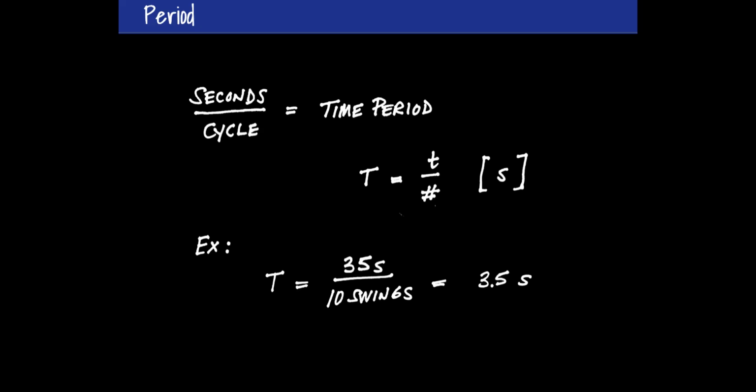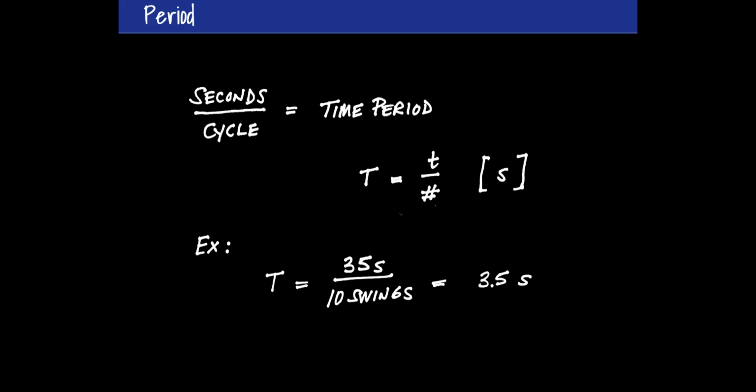It wouldn't be a terrible crime if I wrote down seconds per cycle. But cycle isn't a unit. It's not a dimensional quantity. It's not a measured quantity. It's counting. A cycle is just a number that doesn't have any units at all. So the units of the time period are seconds. For example, if I time this and it takes 35 seconds to do 10 swings, the time period of that motion would be 3.5 seconds. I hope you feel that that is completely obvious and straightforward.